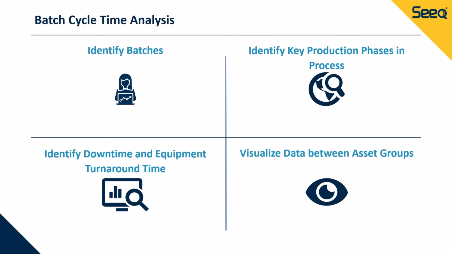In this analysis, we have a process engineer tasked with performing cycle time analysis on a batch process, identifying phases of the process, including time spent pumping material into a reactor, heating up the reactor, adding catalyst, and pumping material out of the reactor, as well as downtime during the batch and turnaround time between batches.